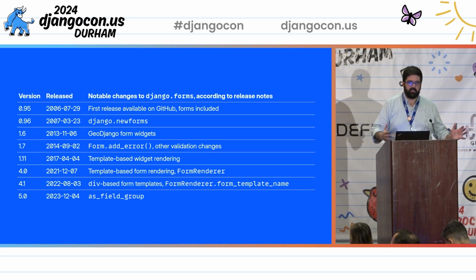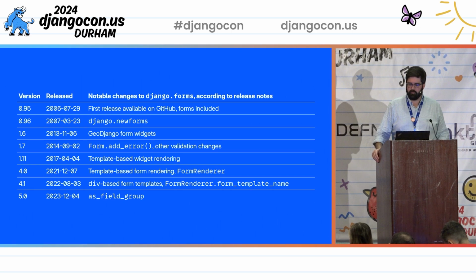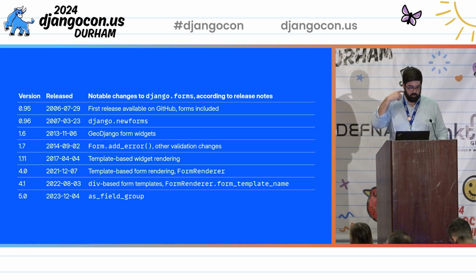And then there was a wide gap between major features to the form library up until 2021 and 4.0, when we got template-based form rendering. Previously it was just widgets, and in 4.0 the entire form library was rendered by the Django template language. It also introduced the form renderer class that was responsible for that. 4.1 brought the div-based form templates, as well as being able to customize your default template name on your form renderer, and then 5.0 brought as_field_group, which we'll get into later.